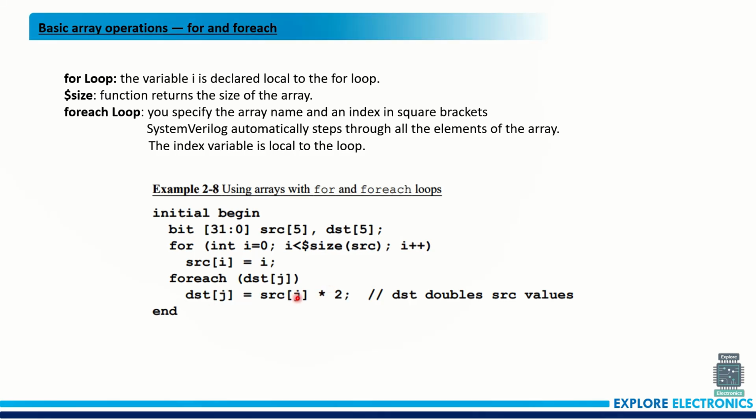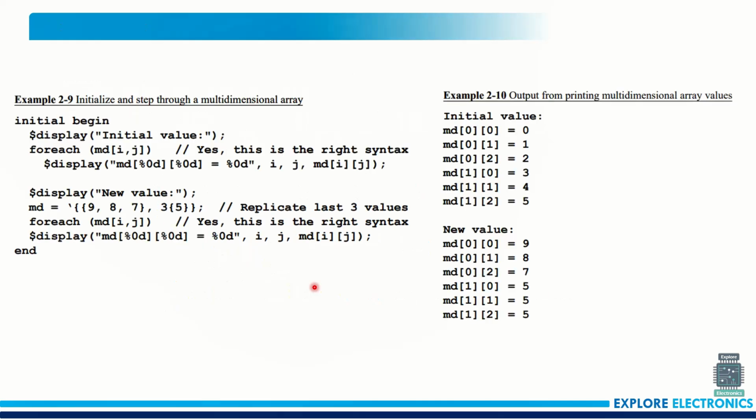It means source of 0 multiplied by 2 will go to destination of 0. Again this loop continues until destination of 5 ends. Start with 0, then j will increment to 1, source of 1 will be multiplied by 2 and it will be allocated to destination. Similarly, this loop continues until it reaches all 5 elements.